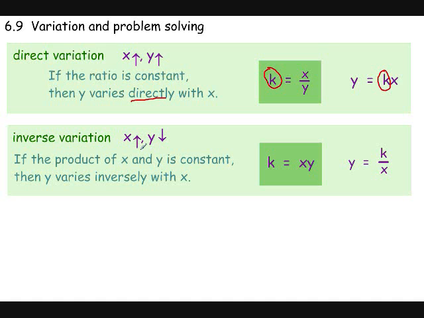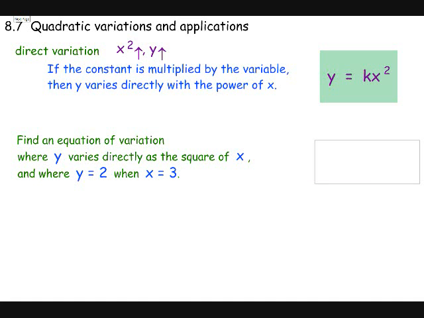Inverse behaves just the opposite. These two variables travel in the opposite direction. As one goes up, the other goes down. In this case, it's not the ratio that's constant, it's the product. So k is a product, and that is constant. When that's the case, you're talking about an inverse variation, and it looks like this. Now, both of these are first power. We're not talking about any quadratics yet. It was a little review of what we learned in 6-9.